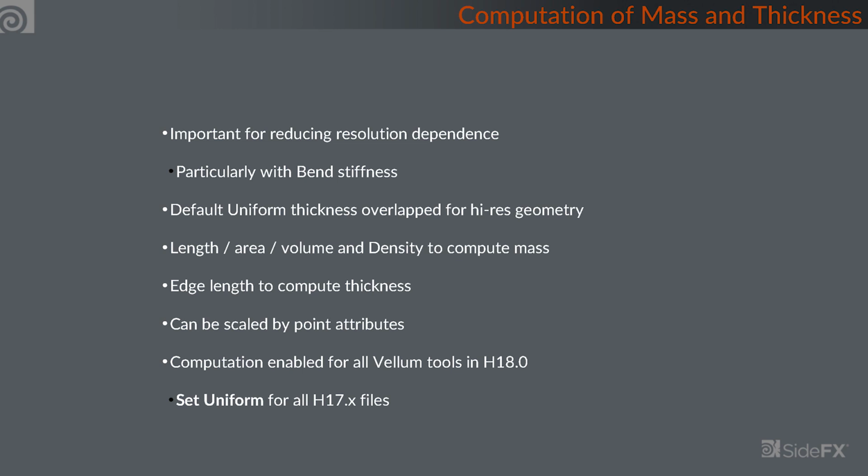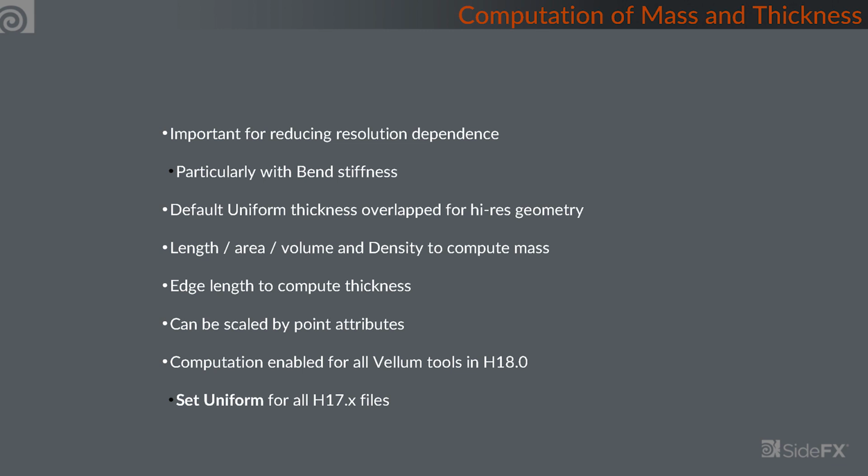So the way it works is it will use the length of a polyline, the area of a triangle, or the volume of a tetrahedron, along with the idea of the density of the material to compute mass. And then as well, it will use the edge length to compute a thickness value so that the points won't overlap. Both of these values can be scaled by point attributes. So you can paint areas of higher thickness. You can compute it different ways. And we'll look at a quick example of doing that.